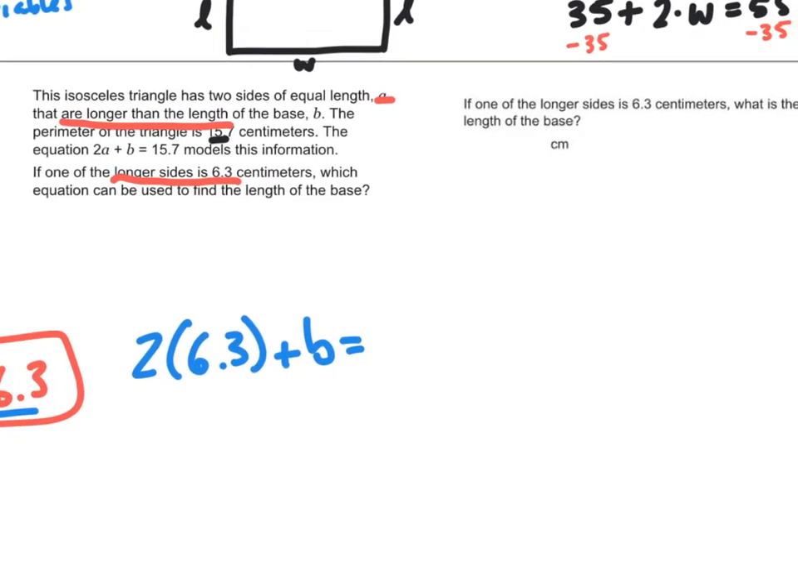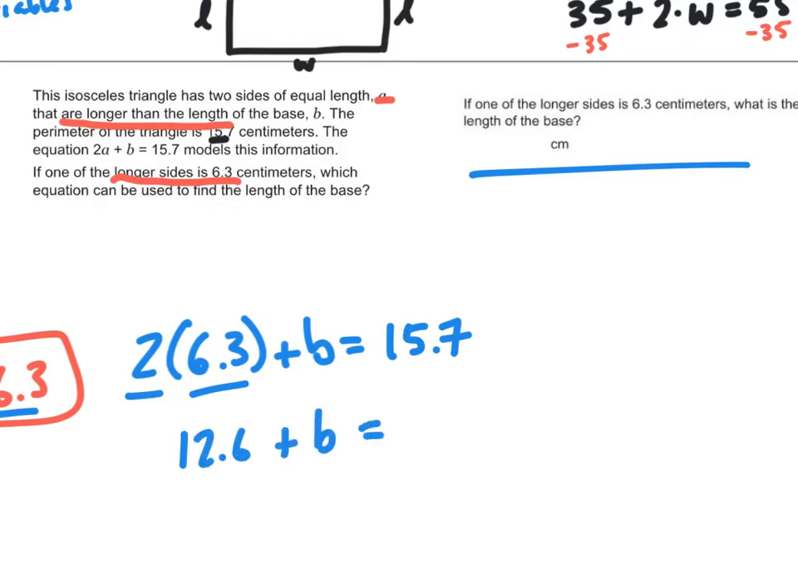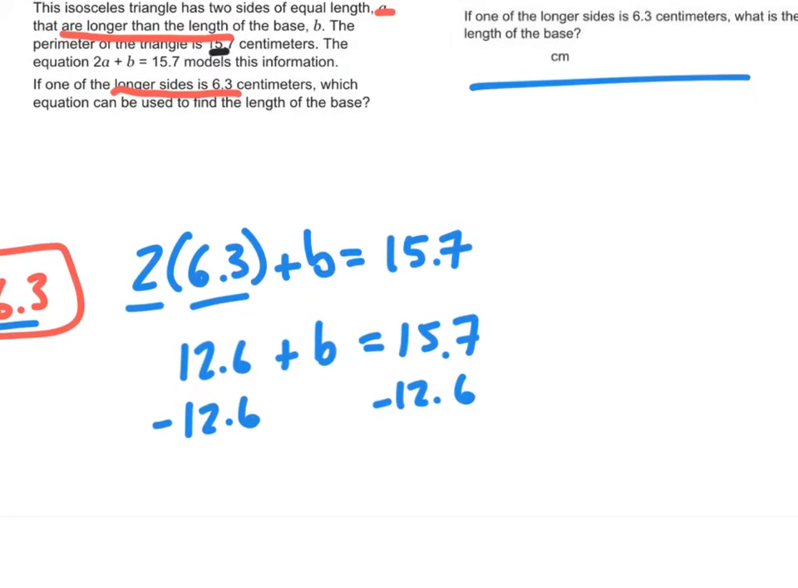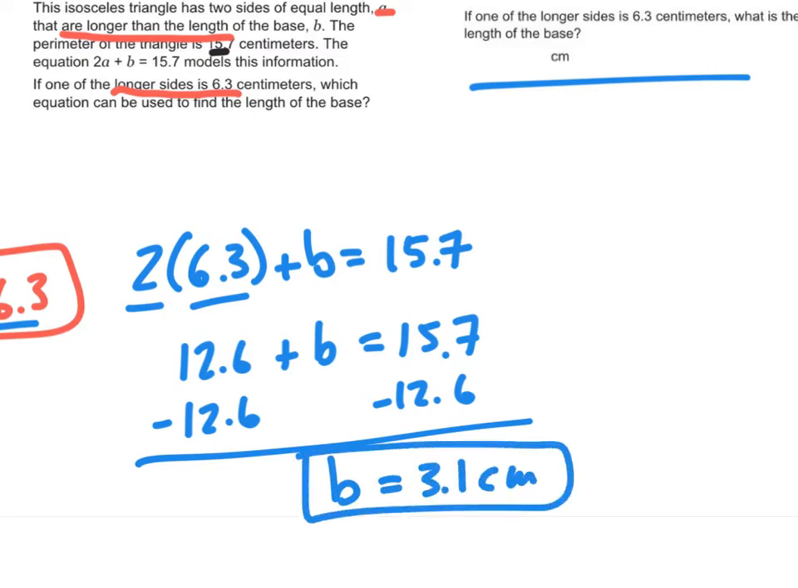Okay? And so that question is asking us up here. Okay. 2 times 6.3, what is that, 12.6? So 12.6 plus B is equal to 15.7, and you subtract 12.6 from both sides. So then, what is it, 3.1? There we go. So B is equal to 3.1 centimeters. Okay? And that's what we got. So you do have to be able to substitute values in, and you do need to be able to solve equations. Okay? And that's something that we can practice.